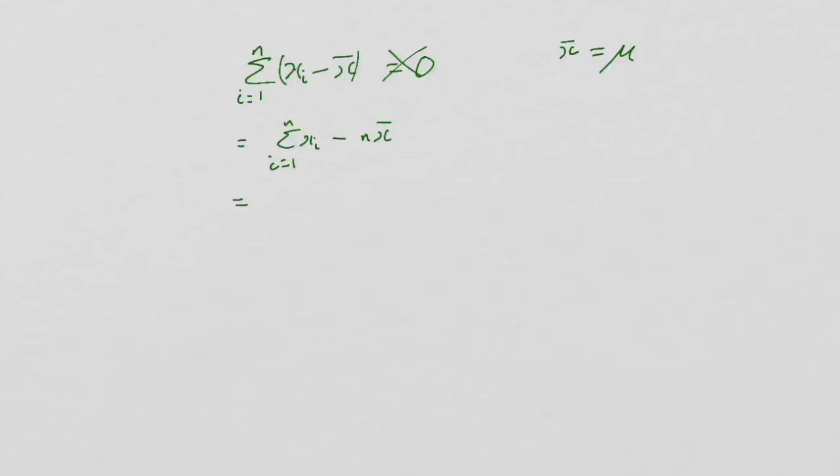Now, since the mean is the sum of the values divided by n, then that means the sum of all the values is n times the mean. So this gives us n times the mean there. And n times the mean, take away n times the mean, is indeed 0.